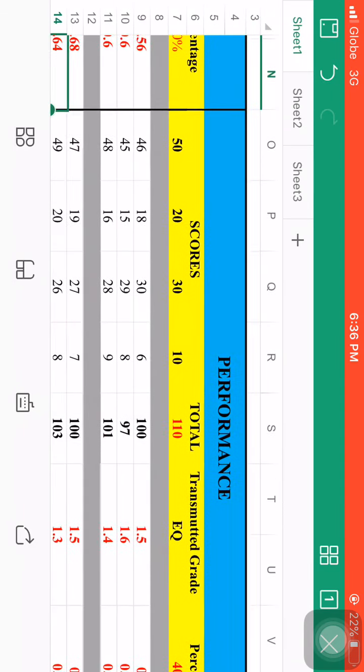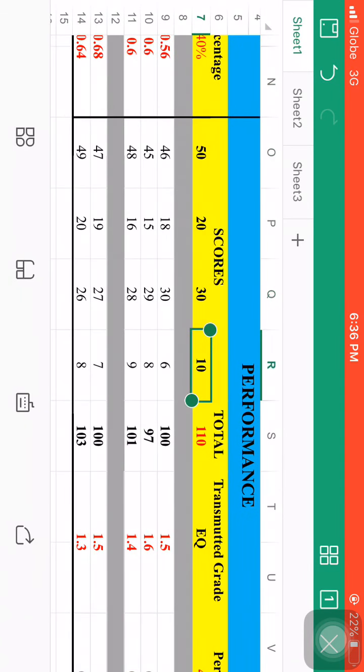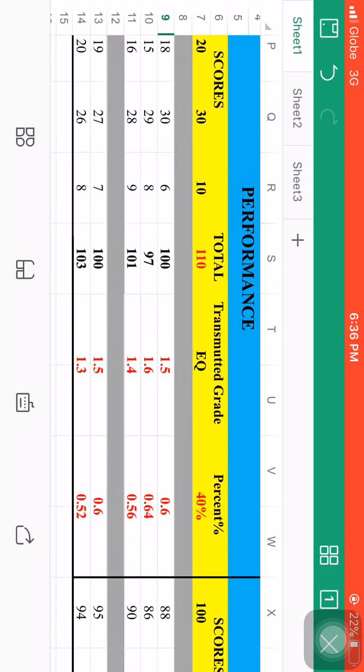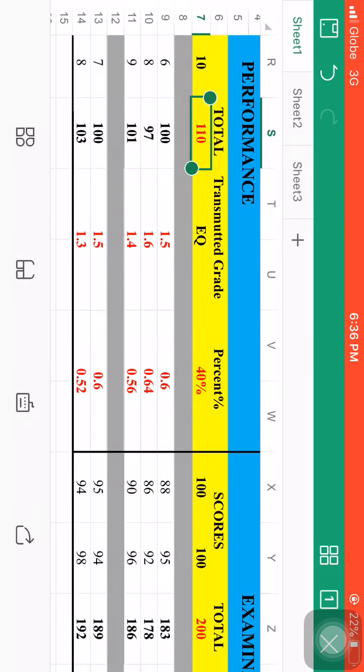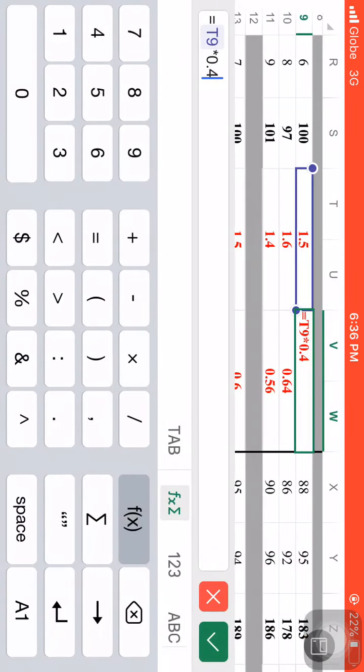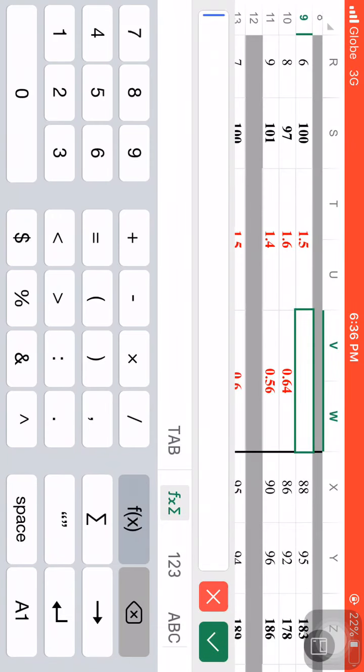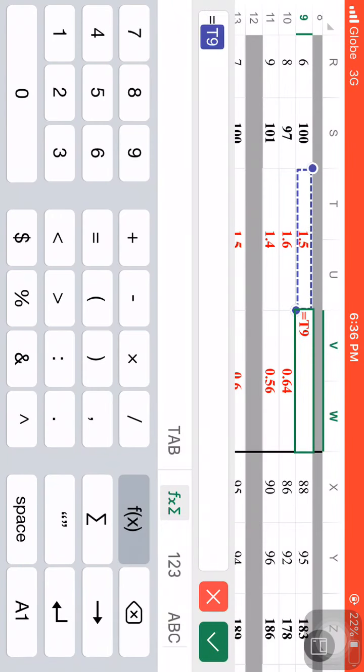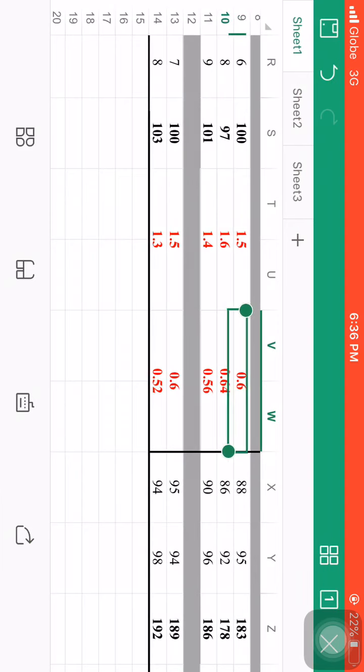Then in performance, here are my assumed scores, a total of 110, and here are the assumed scores of my students. And to get the transmuted grade again, I just base it on the transmutation table based on the highest possible score, which is 110. And to get the percentage, just like what I did earlier, type the equal sign, then click the transmuted grade times 0.40 again, since it's 40%, then check. Then that's it. Then follow.